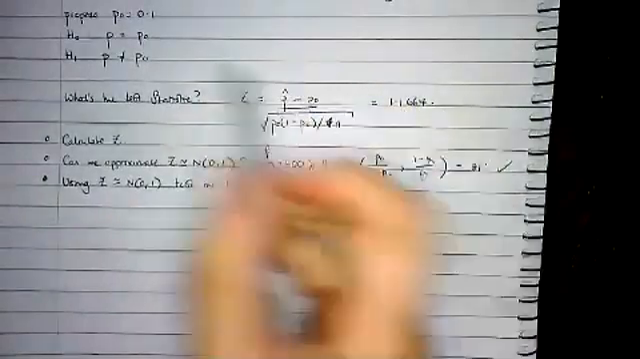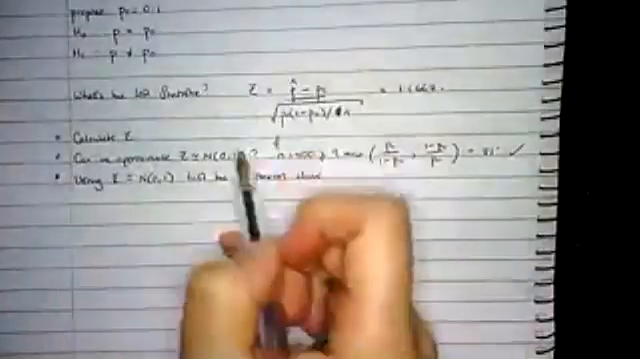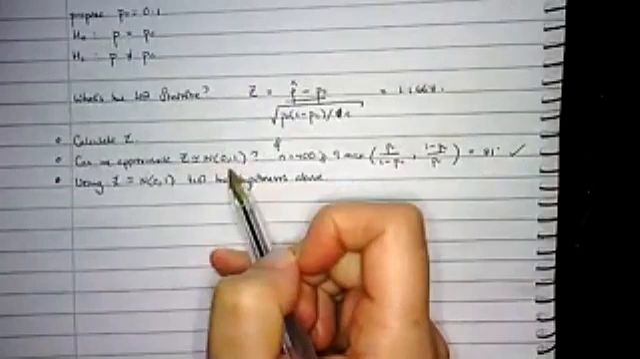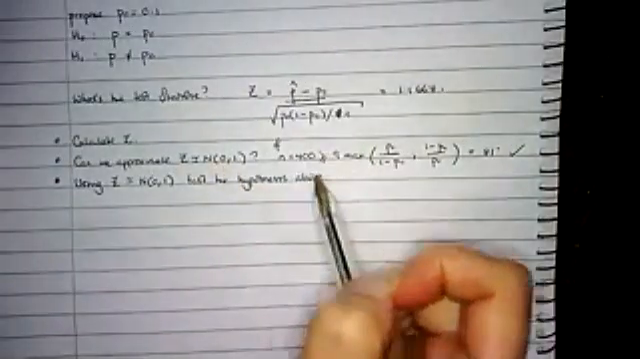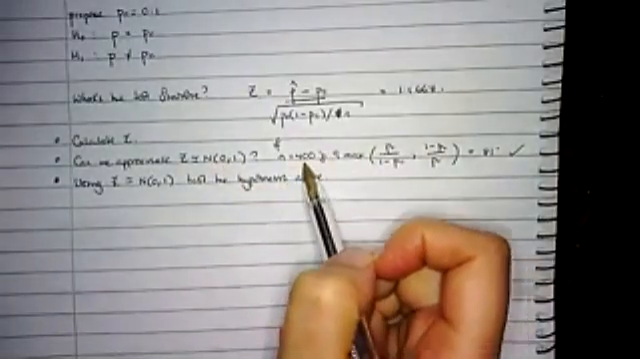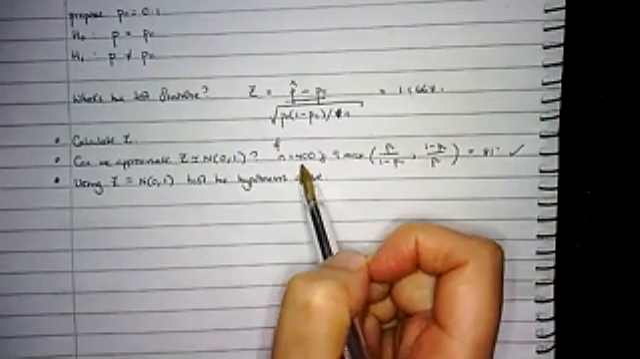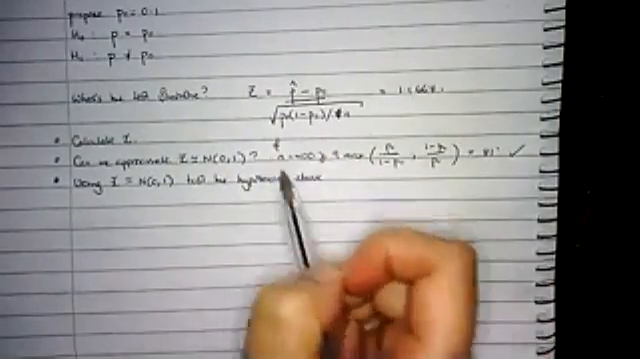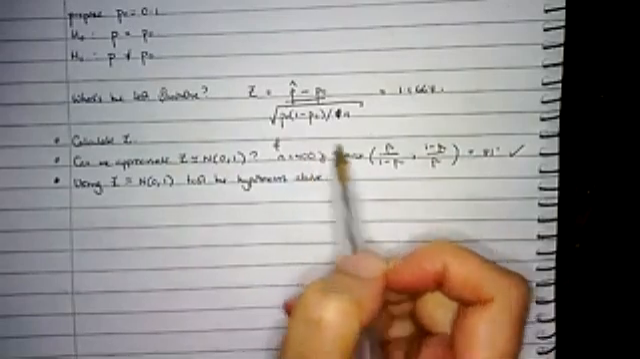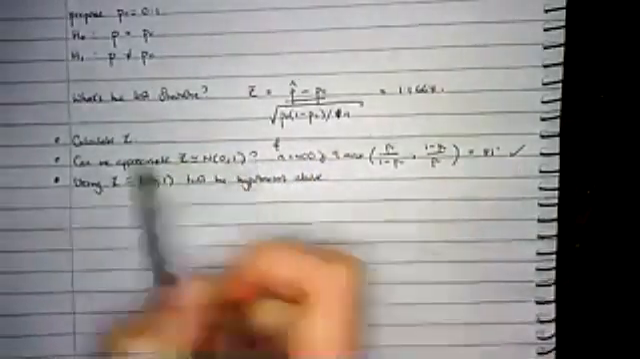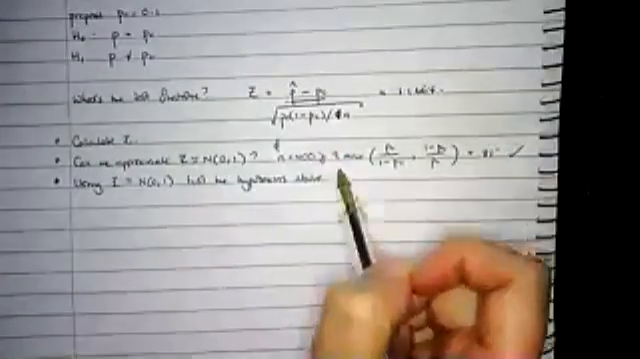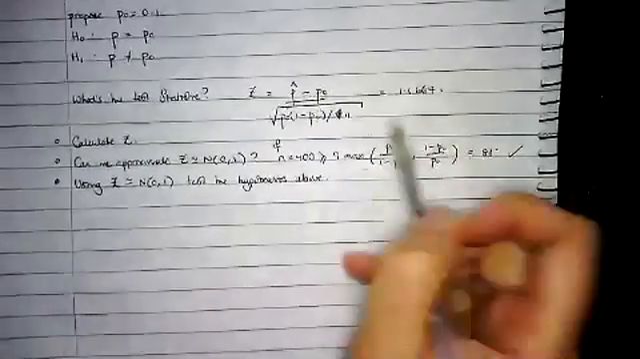Hopefully you can plug in the values and get 1.167. With the question about whether or not I can use the approximation: earlier on in the course, I think it was question 1 on one of the exercise sheets from before the Easter vacation, we saw that if n is nice and big, we can use this approximation, and the exact criteria is if n is bigger than 9 times the maximum between these two values.